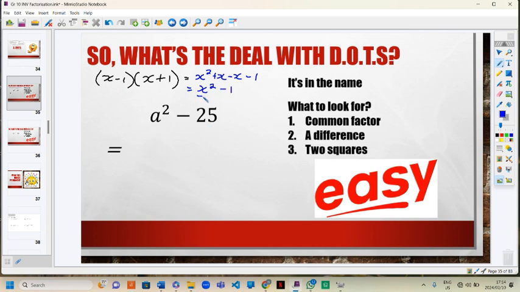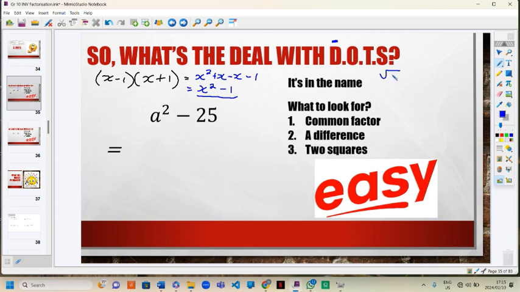Now look at this answer here. How many terms do I have? I've got two terms. Difference of two: two terms, and difference meaning minus. There's a minus there, there's a difference, of two terms, squares. x squared, and 1 is a perfect square. So you need to know your perfect squares.